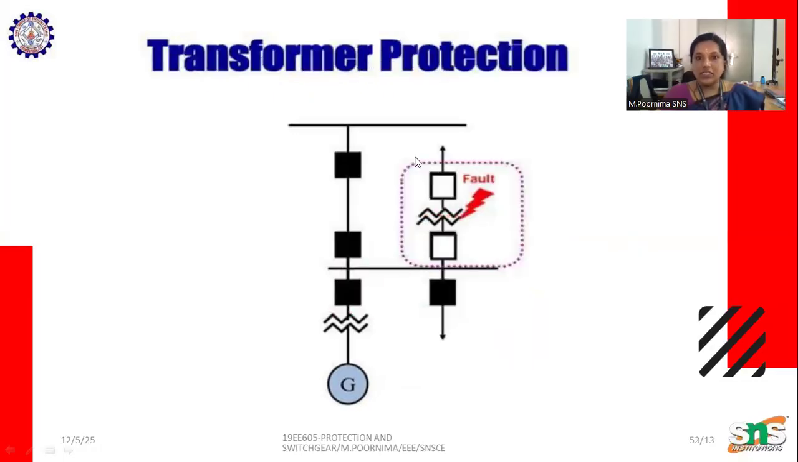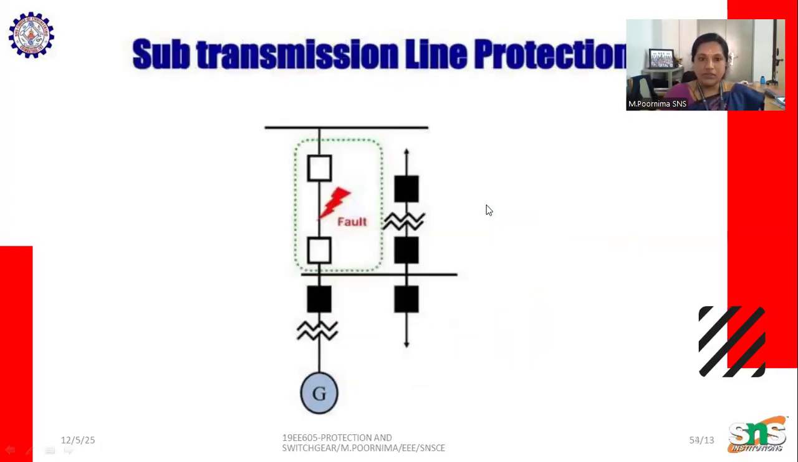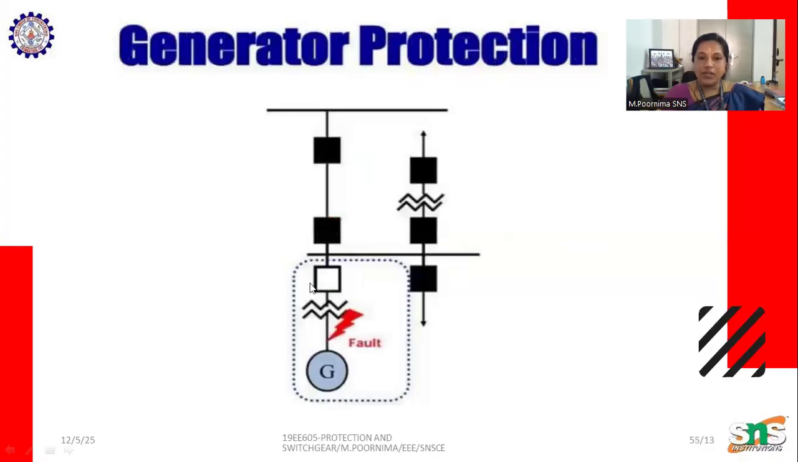Okay. So next is transformer protection. Here, if the fault occurs in the transformer, this zone alone is isolated from the other part of the power system protection. Here we come to the sub transmission line protection. If the fault occurs in this sub transmission line, this part alone is isolated. And generator protection: if the fault occurs in the generator, maybe an internal or external fault, whatever the fault, this zone is isolated from the other part of the power system.